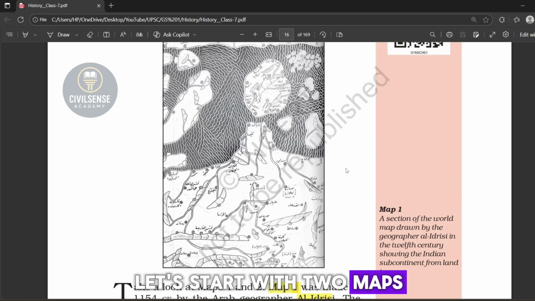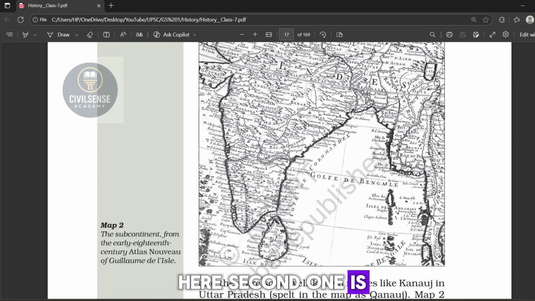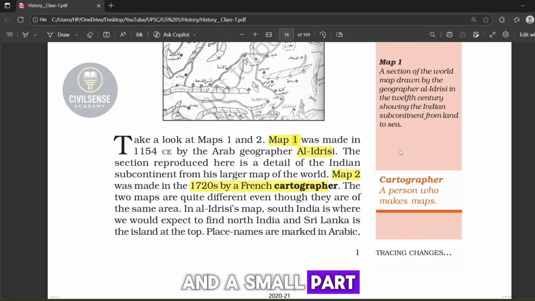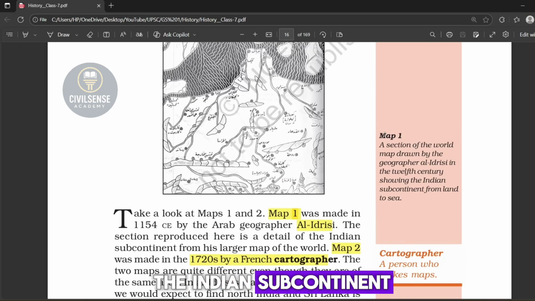Let's start with two maps. The first one is here, the second one is this one. The first map was made in 1154 CE by an Arab geographer named Al-Idrisi. Now imagine this, over 850 years ago, Al-Idrisi tried to draw a map of the whole world, and a small part of that map shows the Indian subcontinent.